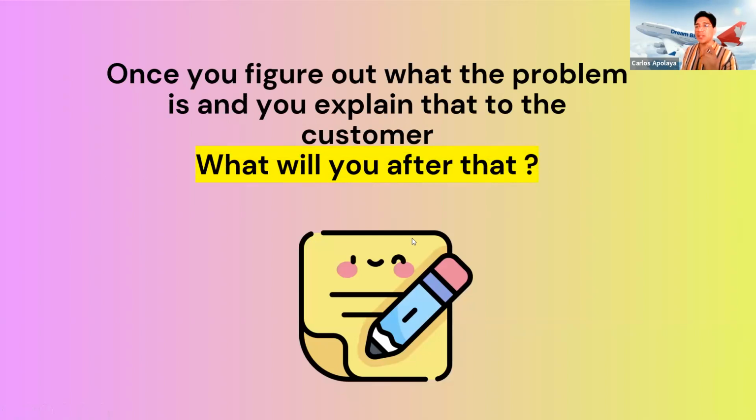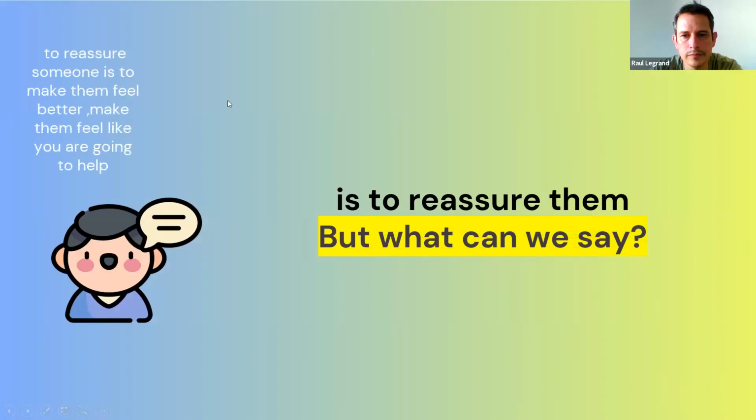Once you figure out what the problem is, and you explain that to the customer, what will you do after that? I mean, you say, well, there is a problem with the delivery of the products, and this is our mistake. After that, what would you say, or what would you do? I would give something to them or solve the problem, deal with it. Ah, of course. That's a good answer.